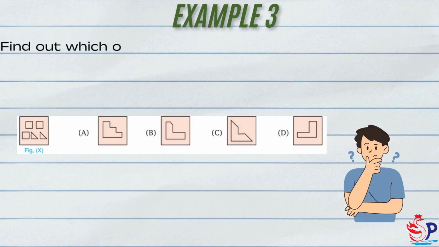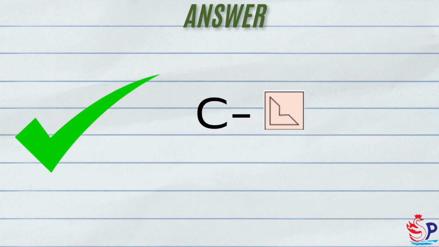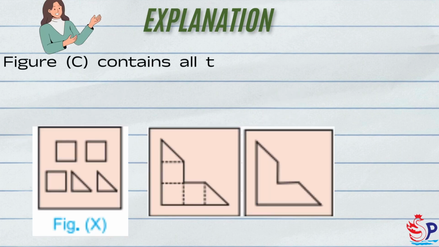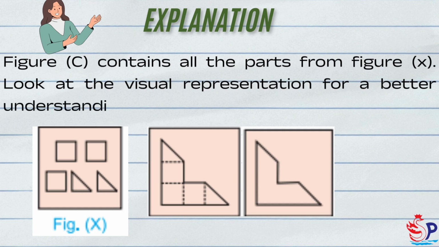Find out which option can be formed using the pieces from figure X. The right answer is C. Figure C contains all the parts from figure X. Look at the visual representation for a better understanding.